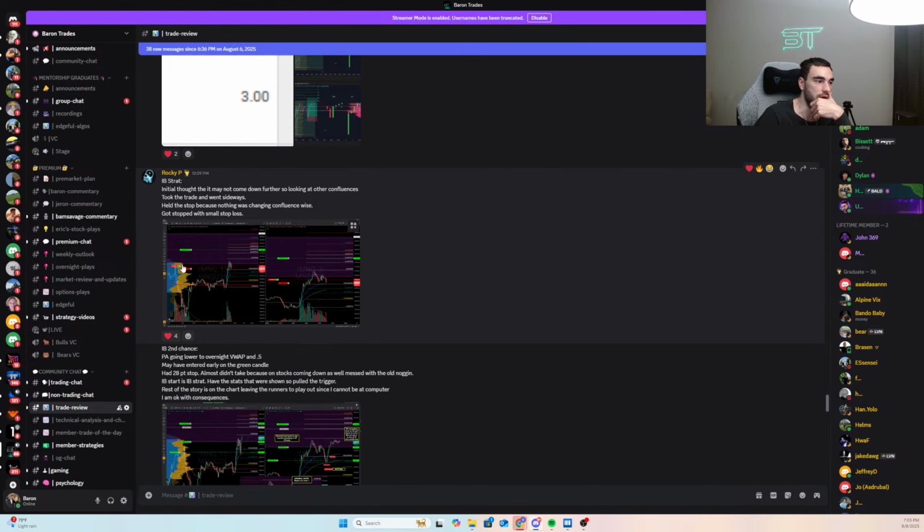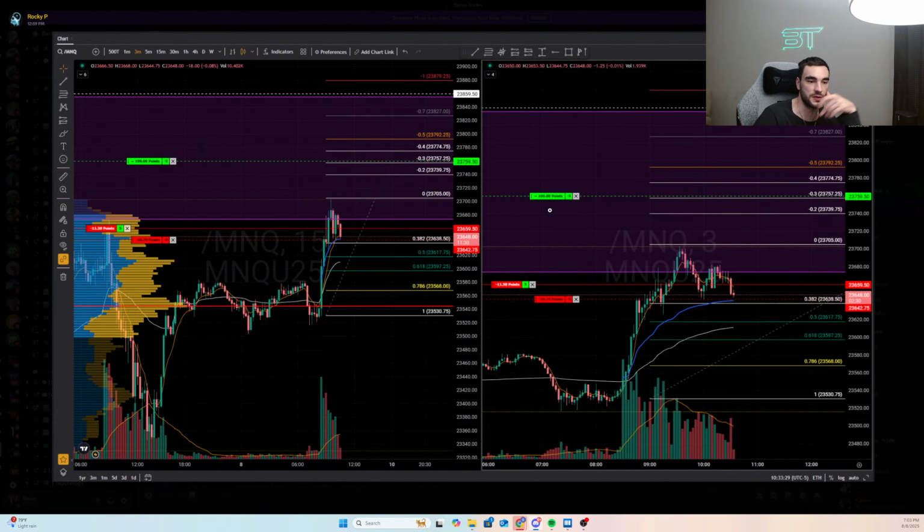Maybe shot initial thought that it might not come down further. So looking at other confluences, took the trade and it went sideways, held the stop because nothing was changing confluence-wise. Got stopped with small stop loss. Yeah, I remember this. You're like, why are you looking at shorts? All the Mag 7's up. Apple ripped today. Apple was up like 5% today.